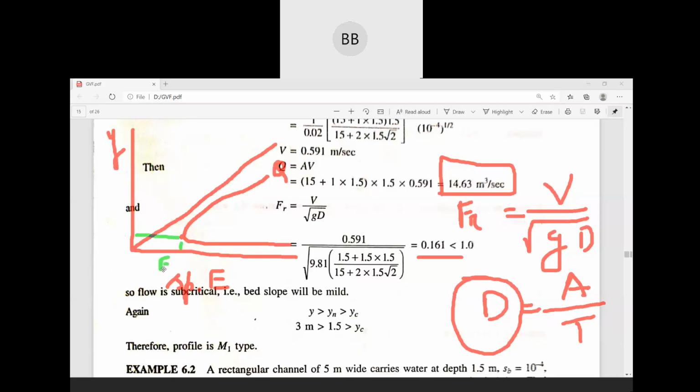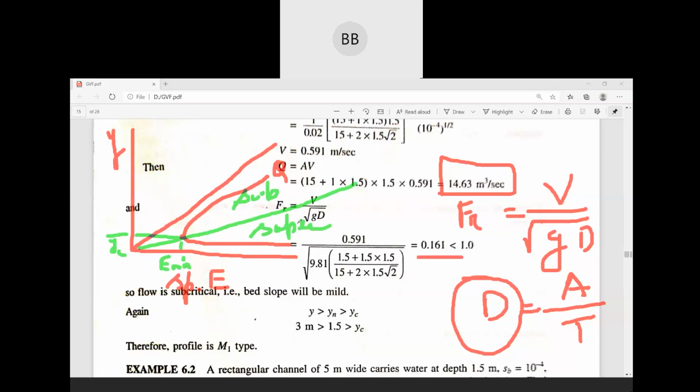We have already discussed all this. This point is your E minimum, and the depth corresponding to E minimum is your critical depth, YC. If you draw a straight line, it divides the curve into two sections: one is supercritical and one is subcritical.